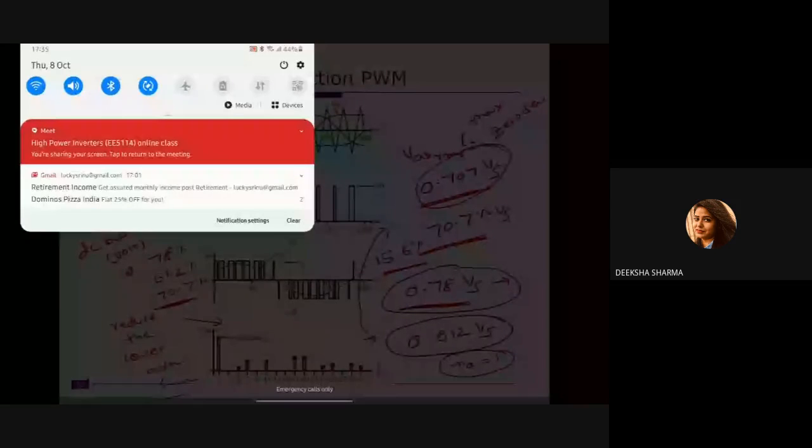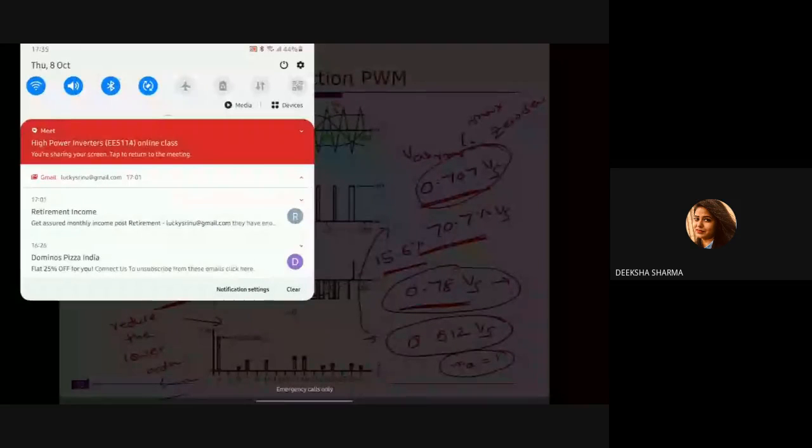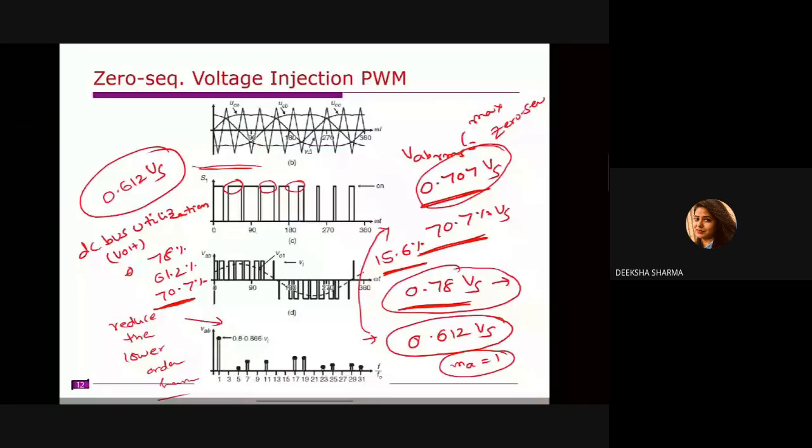Sir, in this system, if we are adding third order harmonics, will it not create any problem on the system? That I discussed, right? The third order harmonic is only present in the phase voltages, it will not be present in the line voltages. It is automatically cancelled when you subtract A phase and B phase.